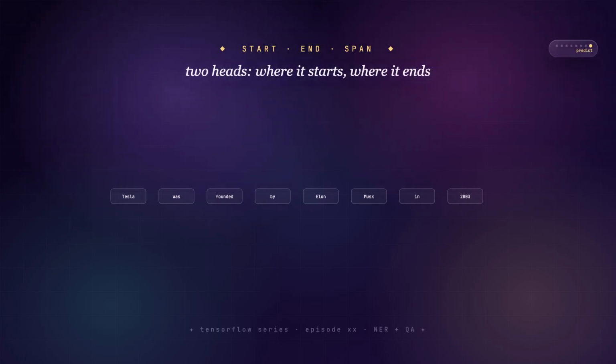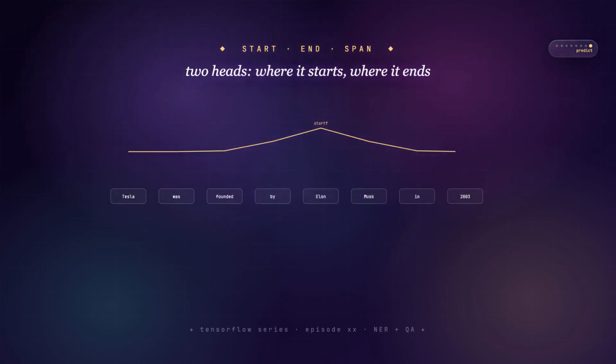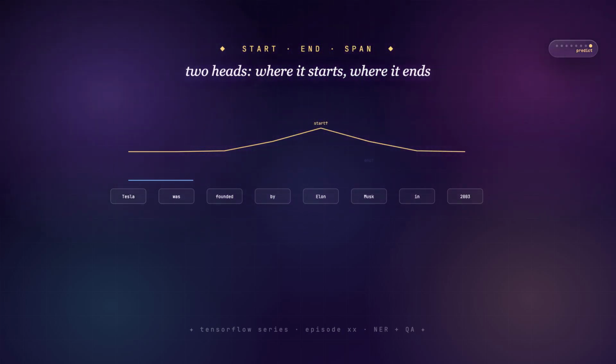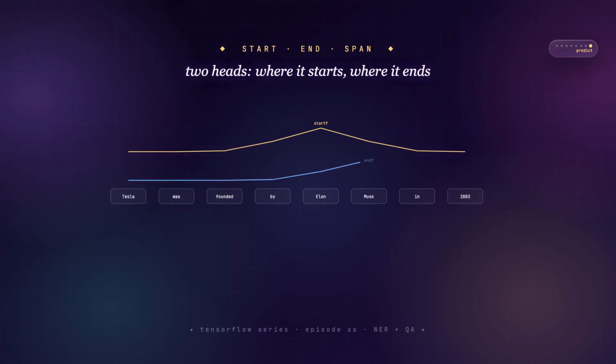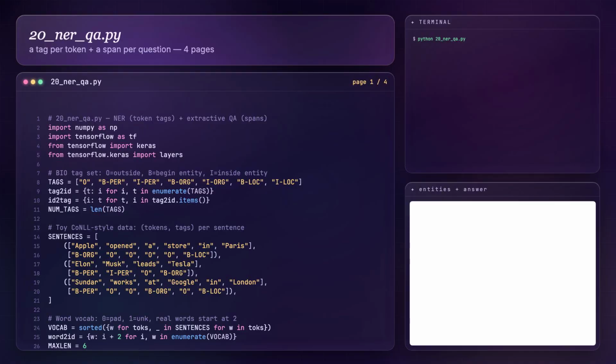So the model grows 2 new heads. One head looks at every token and asks, how likely is the answer to start here? The other asks, how likely is it to end here? We take the argmax of each, the most likely start token, the most likely end token, and the span between them is our answer. Tesla was founded by Elon Musk, start at Elon, end at Musk. Done. Let's build both.